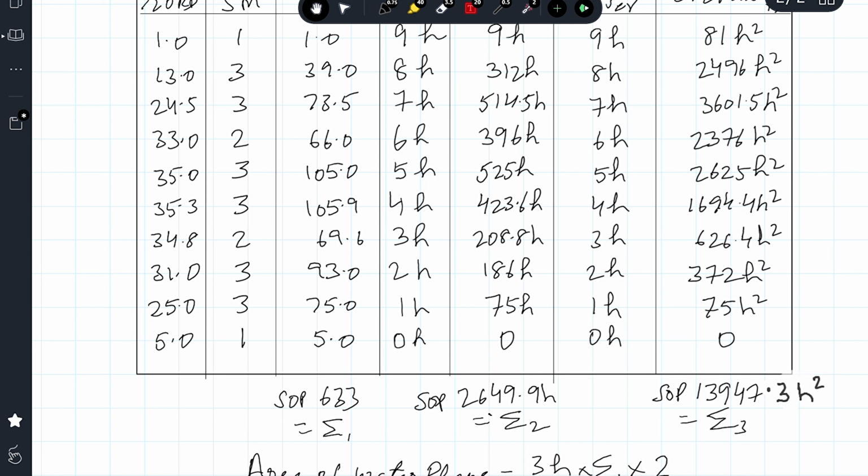We add all the moment of inertia functions in this column, and I get the sum of the products. Remember, there is h square also attached. This is summation 3.